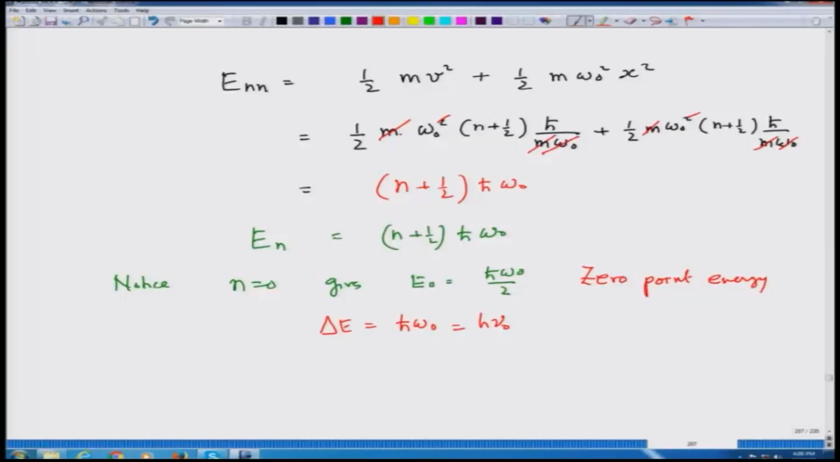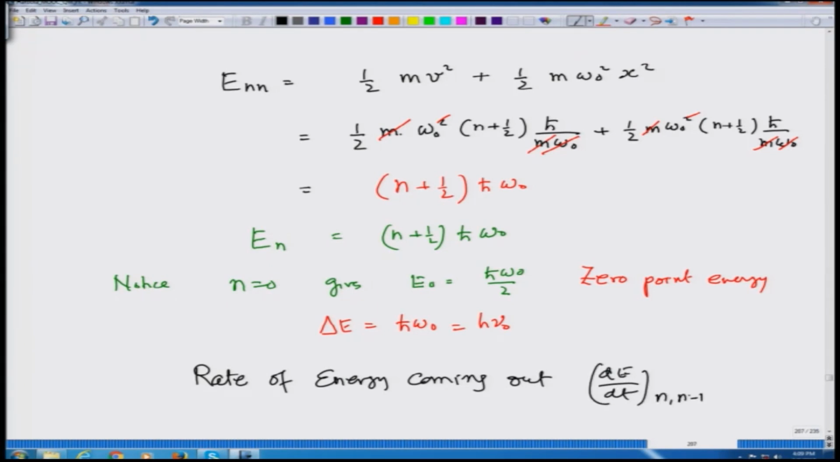What about the rate of energy coming out, or dE dt, when transition is made from n to n minus 1? And that gives you Einstein's A coefficient also. Remember, we had earlier calculated it using correspondence principle. So, let us do that.